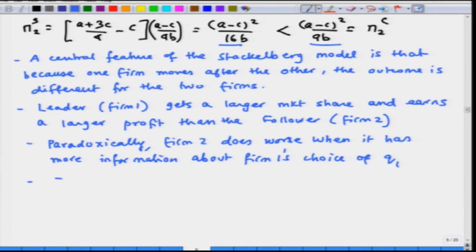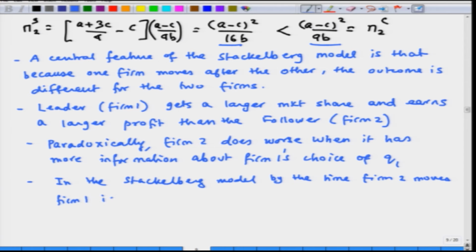In the Stackelberg model, by the time firm 2 moves, firm 1 is committed to producing Q1S, which is equal to (A minus C) upon 2B units, right.